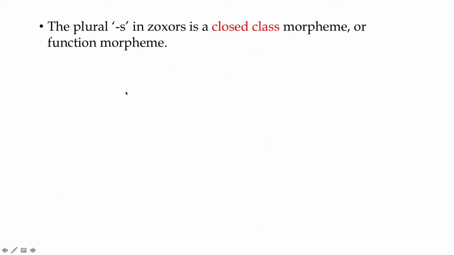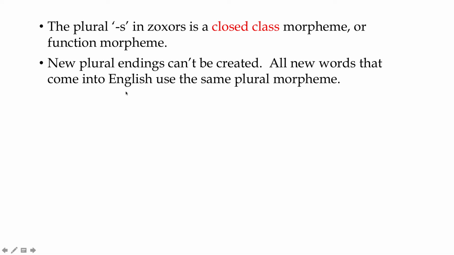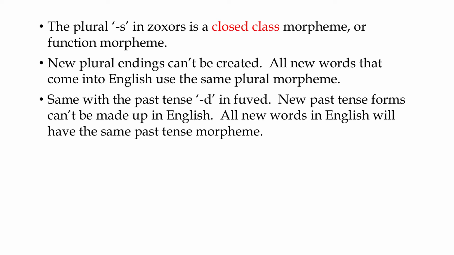So the plural S is a closed class morpheme, and new plural endings can't be created. Any new word that comes into English is going to use that same plural morpheme. Same with the past tense D in fooved. This is a closed class morpheme, a function morpheme. I can't make up a new past tense form in English. I can make up a new noun, I can make up a new verb, but I can't make up a new past tense morpheme. So any new verb in English will automatically use that same past tense morpheme that's kind of ready to go.